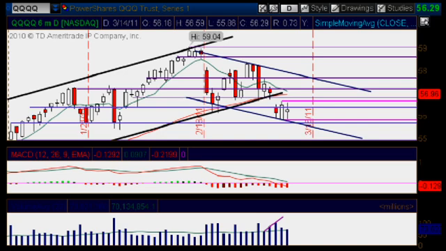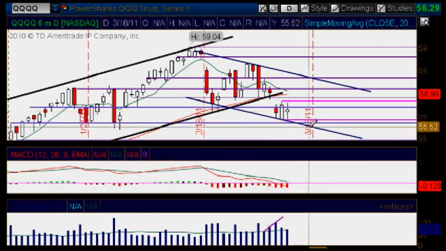It is Monday, March 14th of 2011, and we are looking at the Q's daily chart. Hope you all had a wonderful weekend and you're all back in the game. So let's do some technical analysis here today. Looking at this chart, look what we see here.